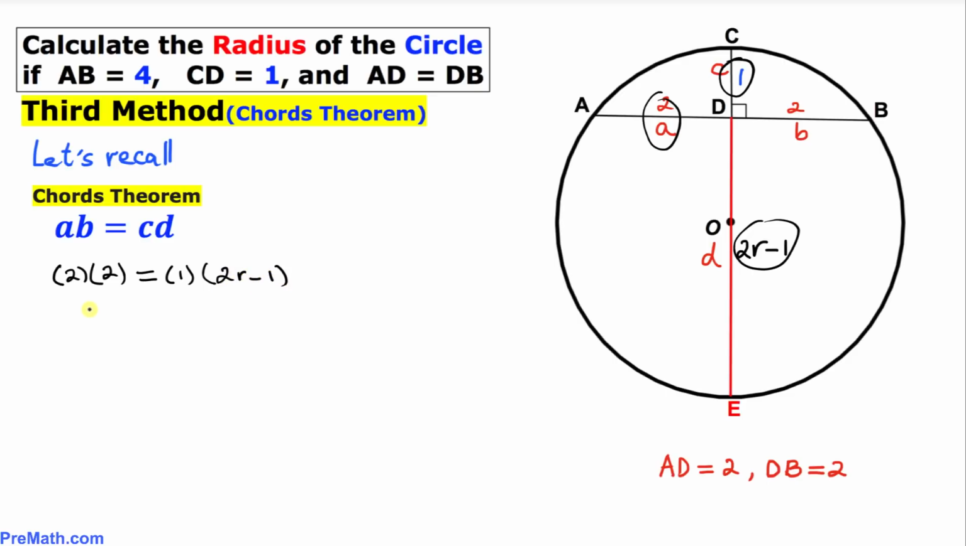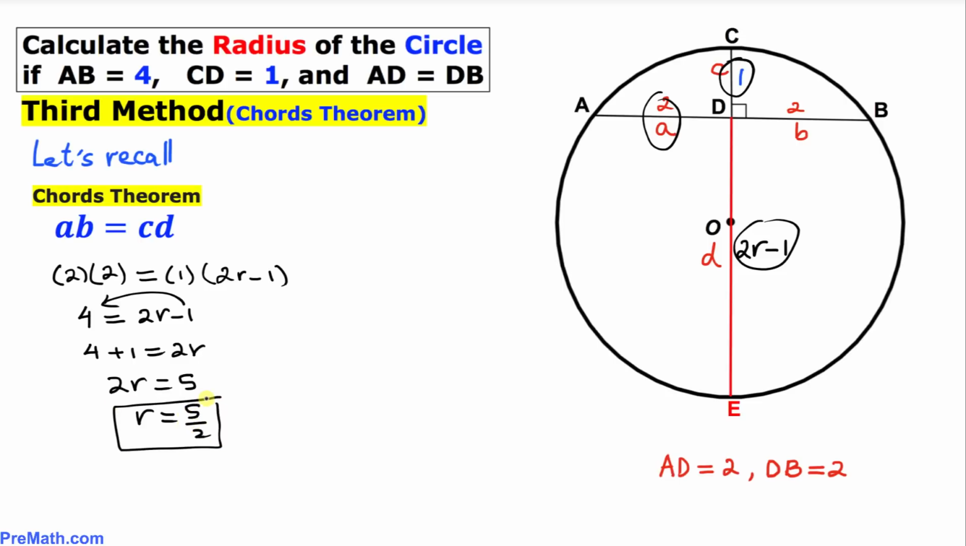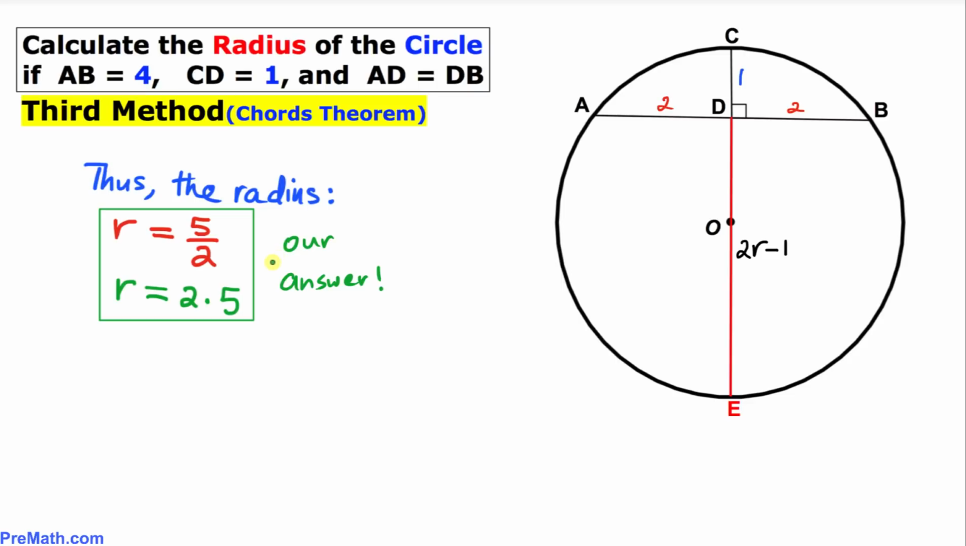Let's go ahead and simplify that thing. 2 times 2 is 4 equals 2R minus 1. Let's move this negative 1 to the other side. 4 plus 1 equal to 2R. So 2R is going to be equal to 5. So R turns out to be 5 over 2. So thus the radius of this circle turns out to be 5 over 2, or simply 2.5, and that is our final answer.